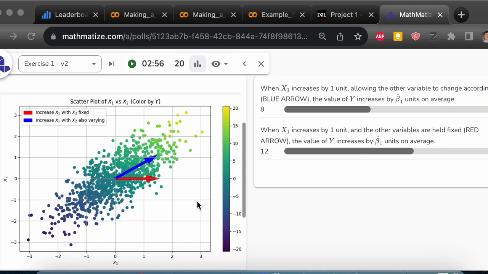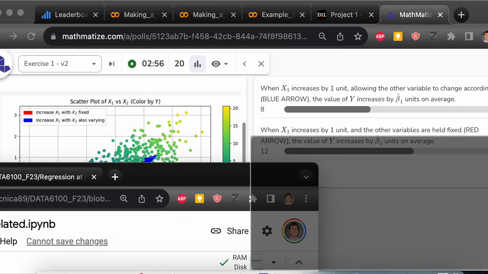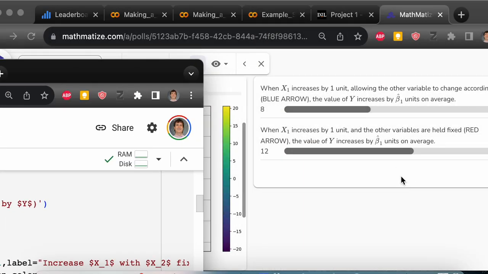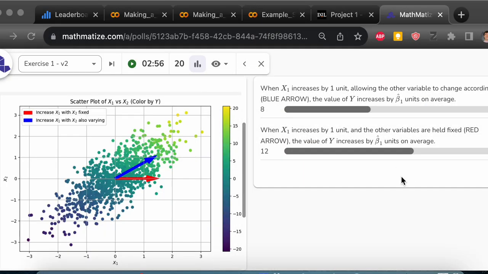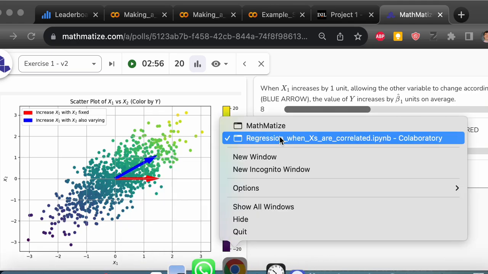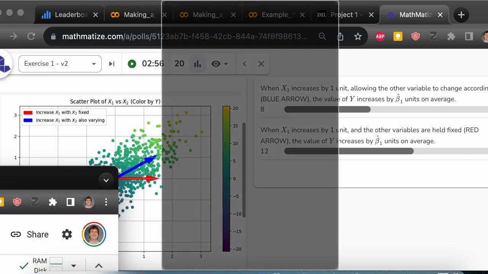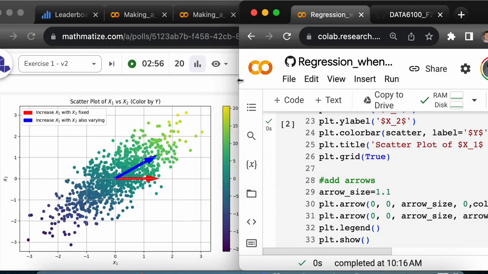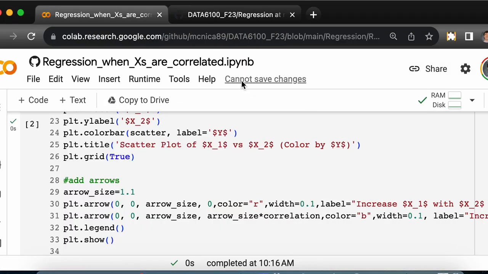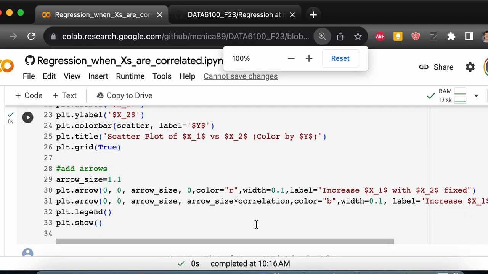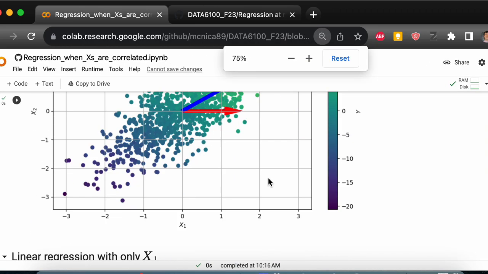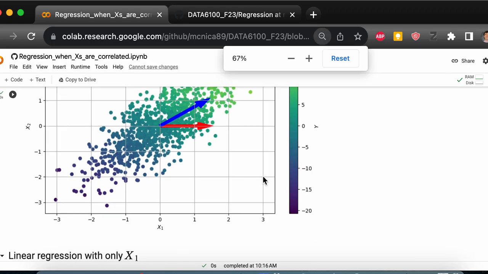Okay, let me show you a little thing to convince you that it really is the blue one and not the red one. This is the computer program that generated this thing. Let me open it. Okay, and again, this is in the course GitHub. This is the plot that made it.